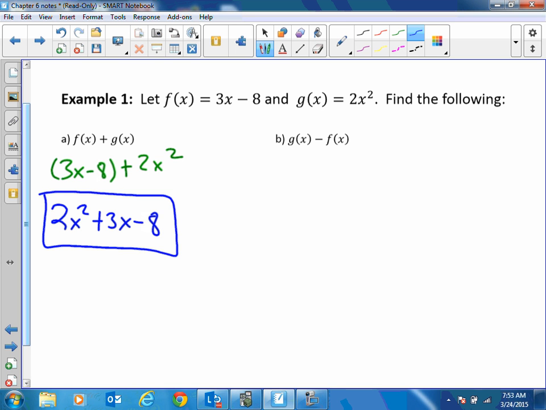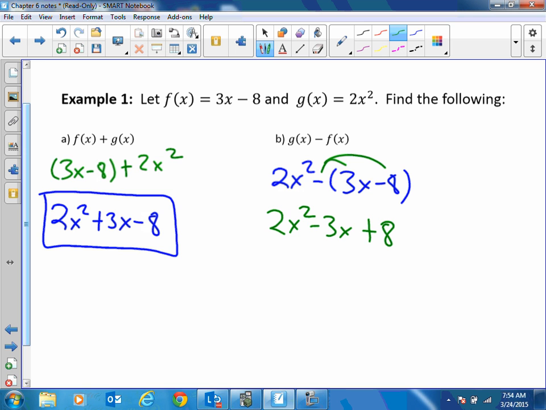g of x minus f of x is pretty much the same thing. We have 2x squared minus, in parentheses, 3x minus 8. Okay. Again, the main thing I like to do is when I have a minus, I write parentheses if there's more than one term, and distribute that negative. So you'd have 2x squared minus 3x plus 8. Okay, and then that would be your answer.